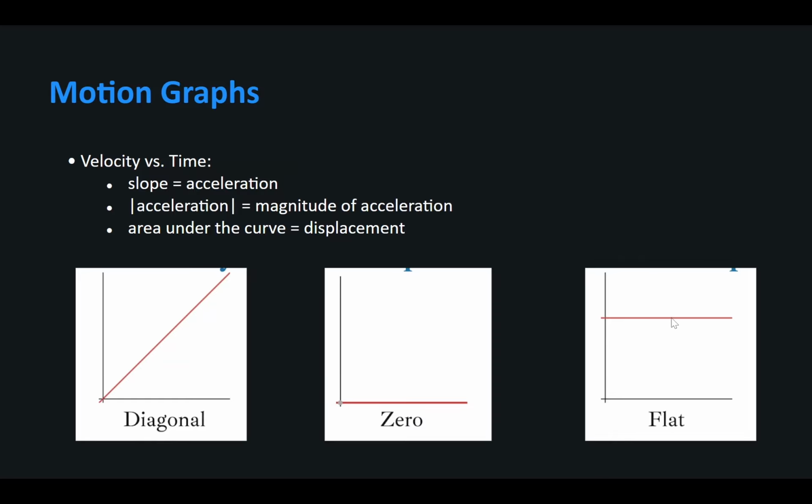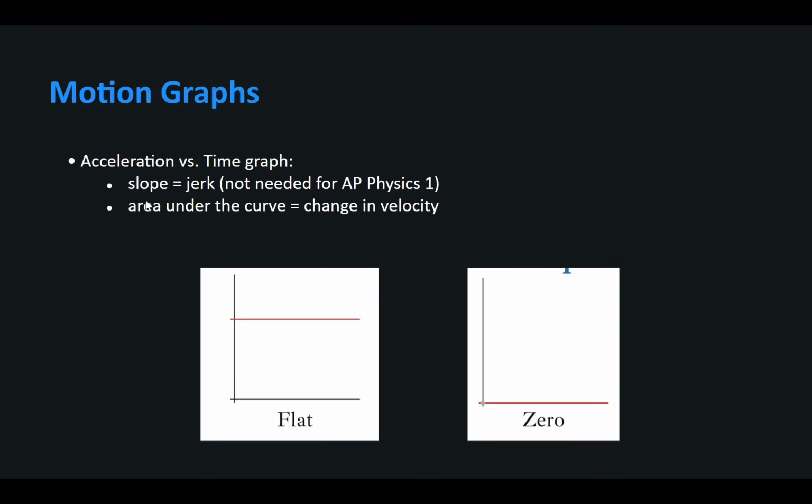And here we can have the acceleration is equal to zero. And if I take the area under this, we'd have just the displacement for a constant velocity. And here we have acceleration versus time graph. The slope is equal to jerk, which is technically not important for AP Physics 1, which I thought was just something interesting. And the area under the curve would be the change in velocity.